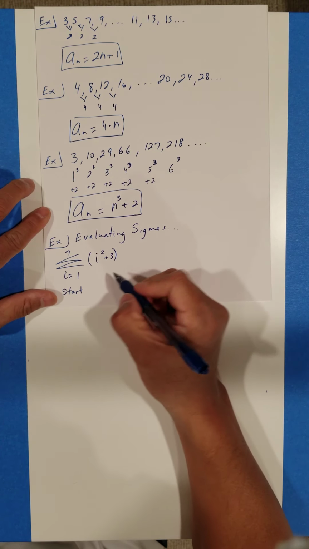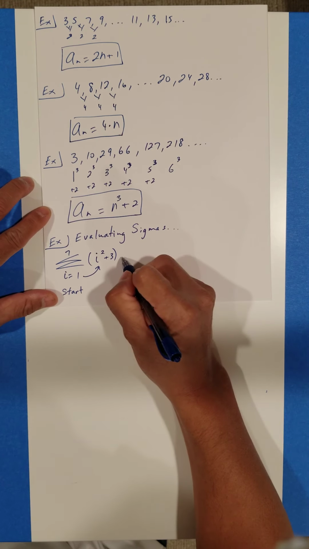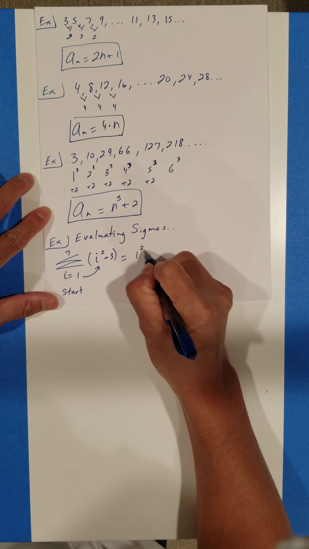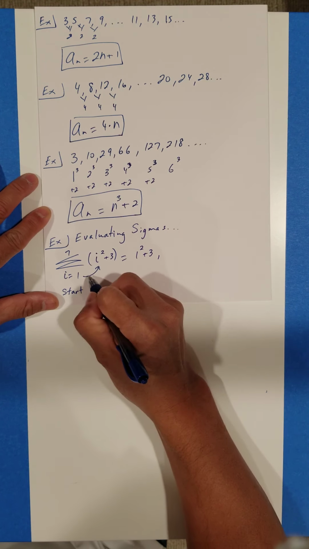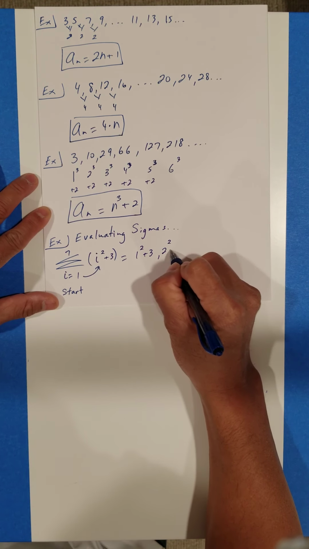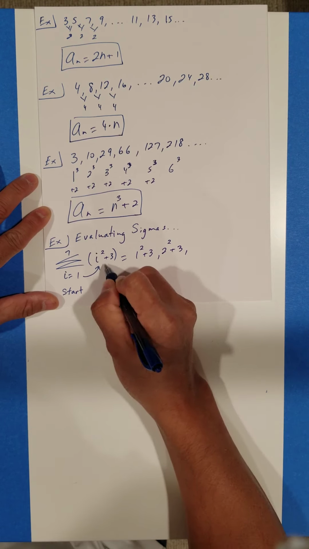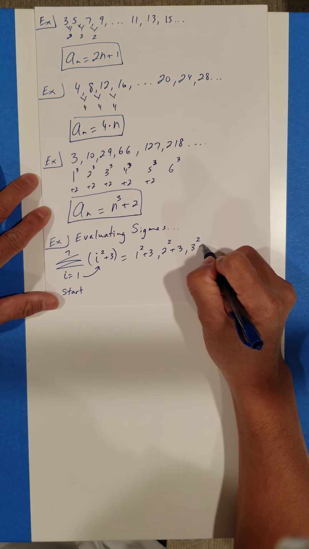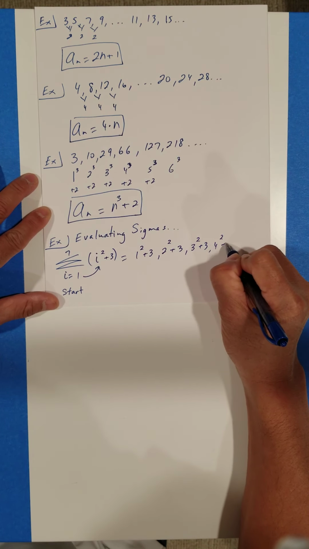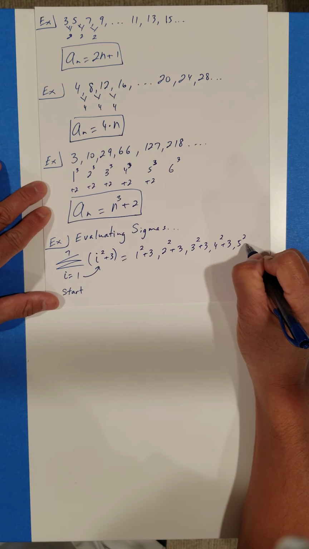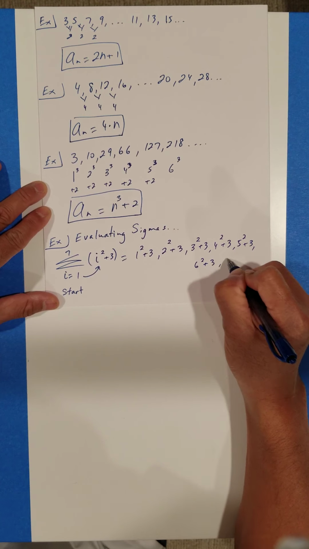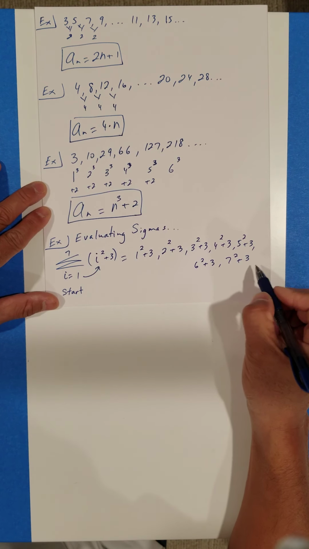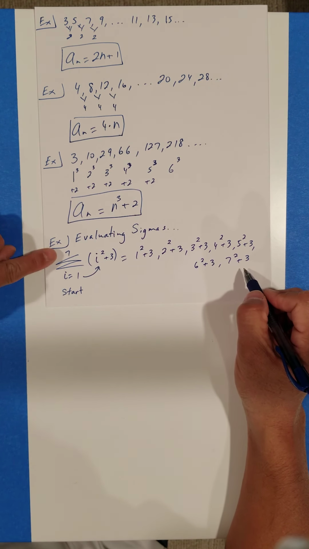It's pretty simple. You start here, you plug it in. So when you write this out, it's 1 squared plus 3. Then you use 2: 2 squared plus 3. Then you use the next number: 3 squared plus 3. 4 squared plus 3. 5 squared plus 3. 6 squared plus 3. And 7 squared plus 3. I'm going to stop here because this says go up to 7.